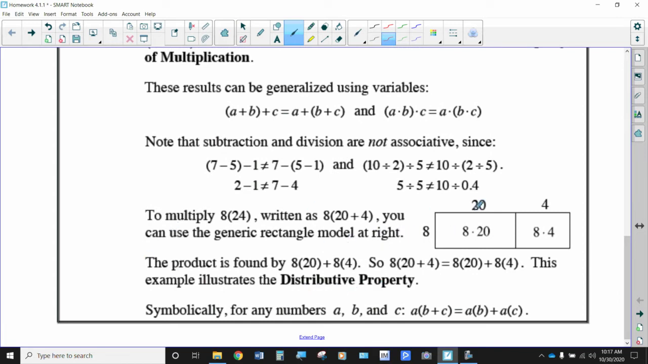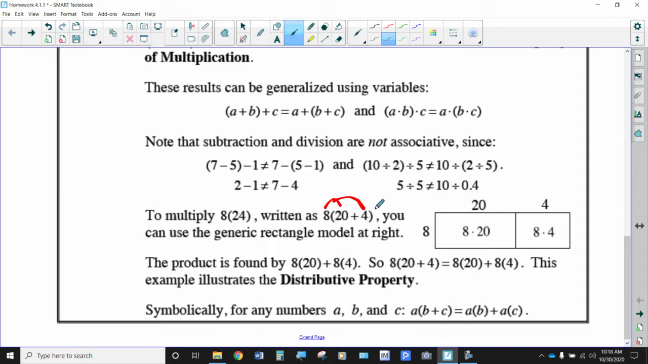This is that idea that if you are multiplying a number times a sum, you can break your sum into parts that are being added together and multiply this multiplier times each of those parts, and that would be the same as multiplying times the sum of those parts. So 8 times 24 is the same as 8 times 20 plus 8 times 4.